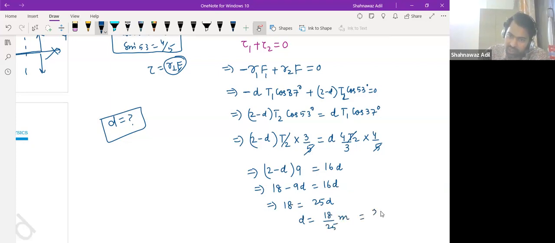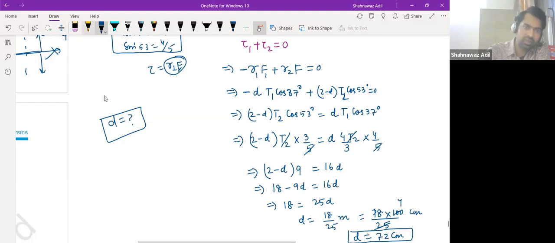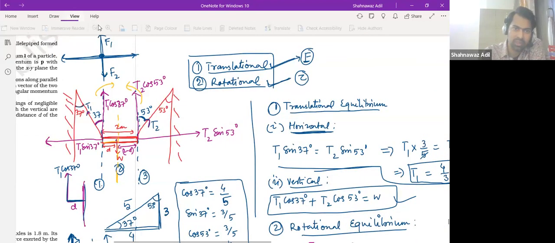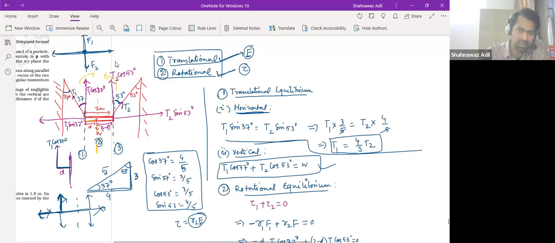If I want to change it into centimeters, this is 100 centimeters. So 25 fours are, so this is 72 centimeters. This is the distance. Is this clear, everyone? Yes, sir. This was a very important question. That's why I created this problem. If you have any doubts in this question, please let me know. We only used translation and rotation. Please note it down and then we'll start the gravitation chapter.